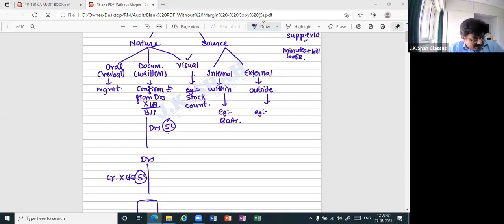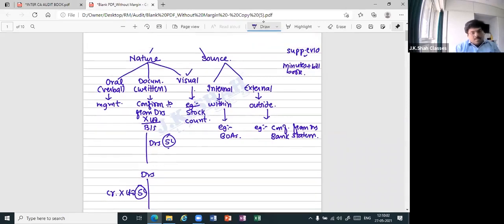Correct. Can I say confirmation from debtors, which I got? Can I say when the debtor confirmed in his letter, that was external? One more example. Can I say bank statements? Bank statement is generated inside or from the bank? From the bank. So that is internal or external? External. Perfect.